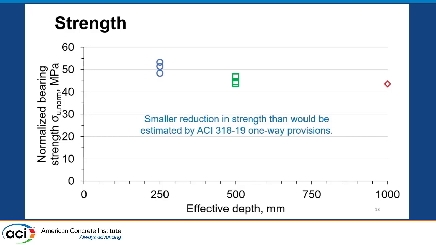whereas ACI 318-19 would have implied a 36% reduction. So the observation there is that there may be a floor on the size effect for two-way shear. Obviously, additional studies are needed, but it was an interesting outcome when holding all the other variables constant.